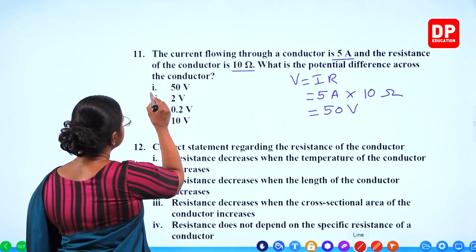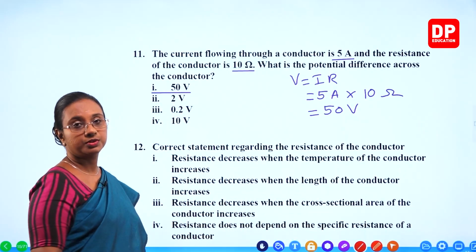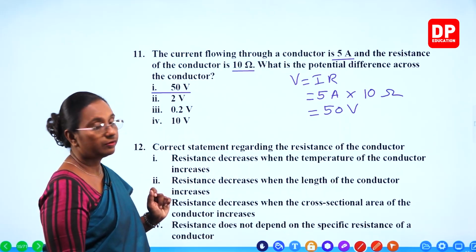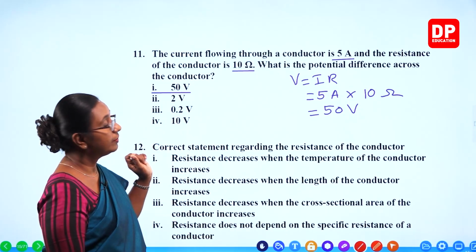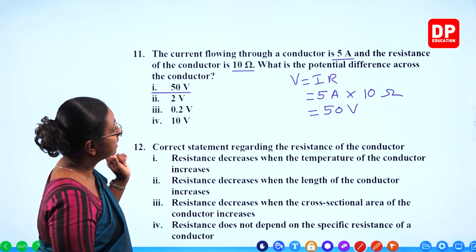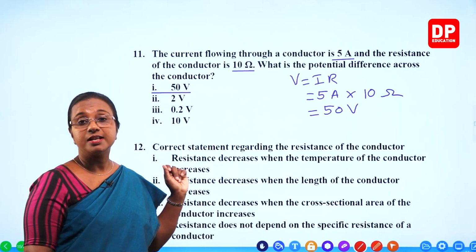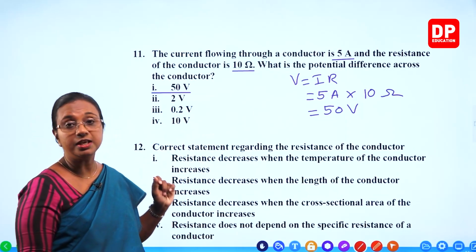So the correct answer is 50 volts. We have calculated the value. You use the equation V equals IR. I is 5 amperes, R is 10 ohms. So 50 volts.